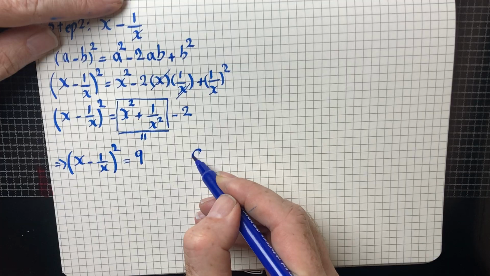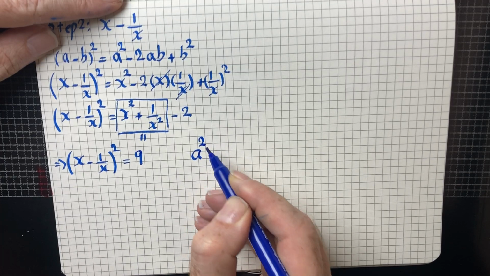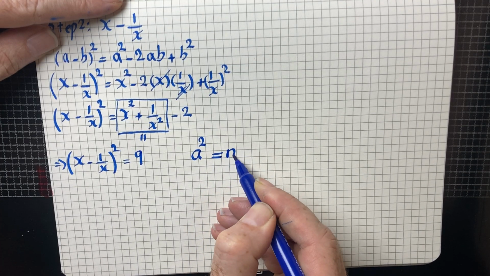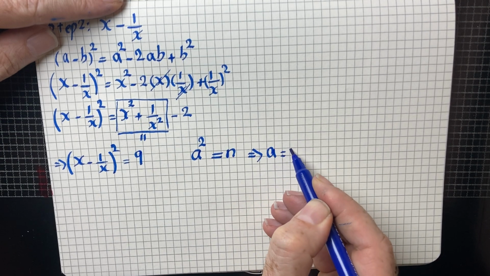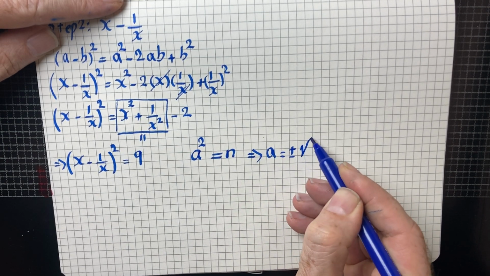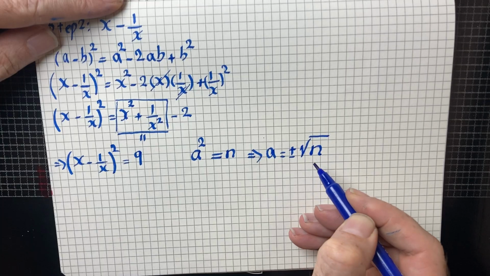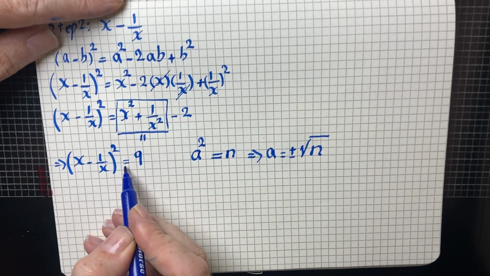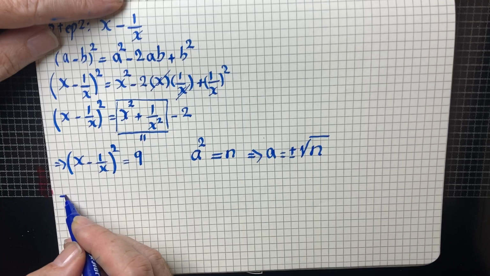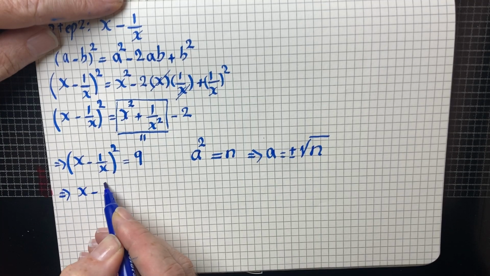You know, if we have a to the power of 2 equals n, what is the value of a? a is going to be positive, negative second root of n. So let's follow this. (x - 1/x)^2 = 9. What is the value of x - 1/x?